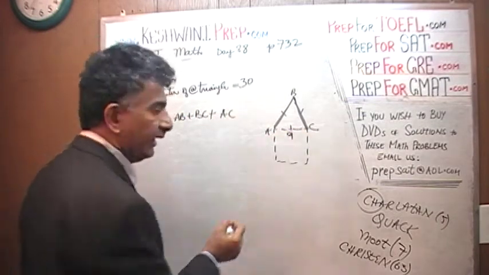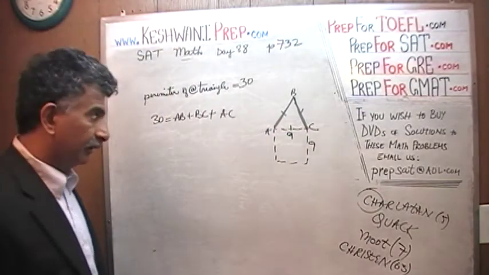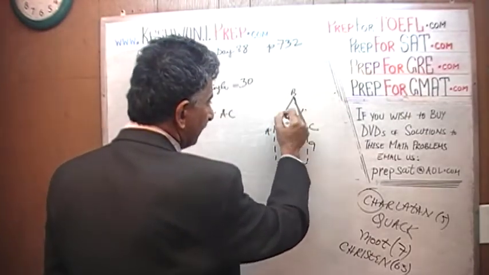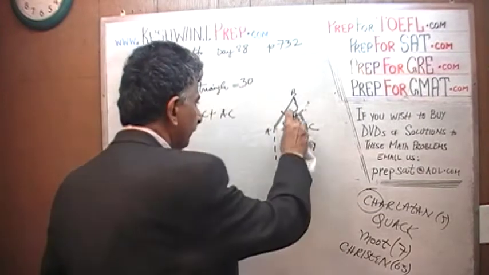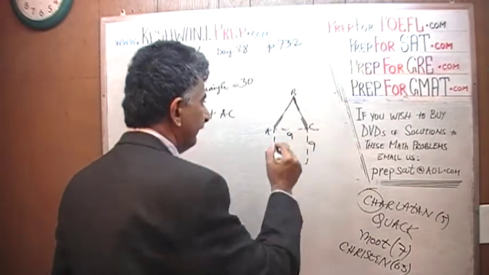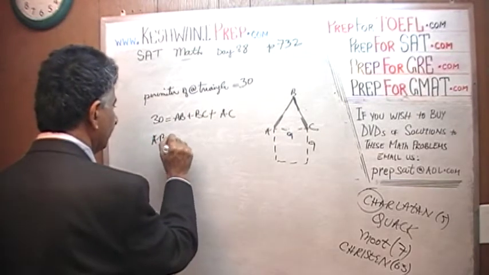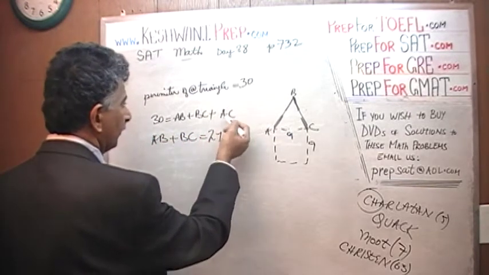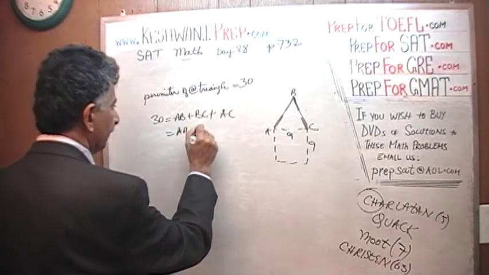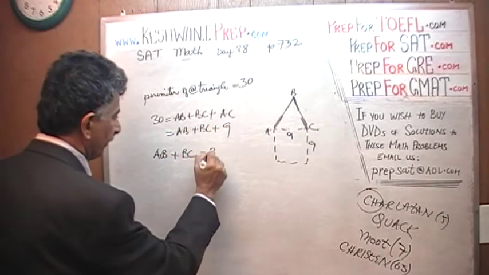But AC we already know is 9 because we are told that this square has the area of 81. Therefore, AC must be 9. Typically when you put a mark like that, that means they are all equal. That's not what I mean, I was just pointing to them. Therefore, AB plus BC must equal 21 because of the fact that AC is 9. So we have AB plus BC plus 9, and therefore AB plus BC must equal 21.